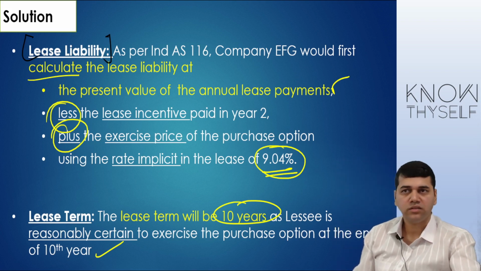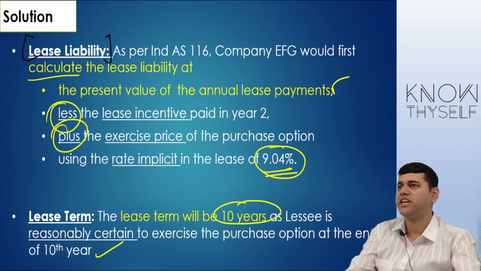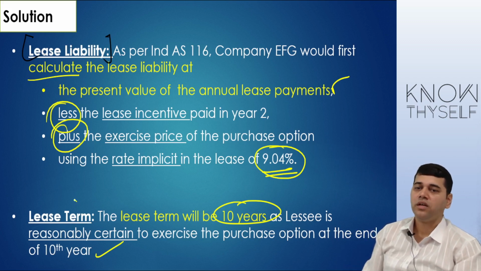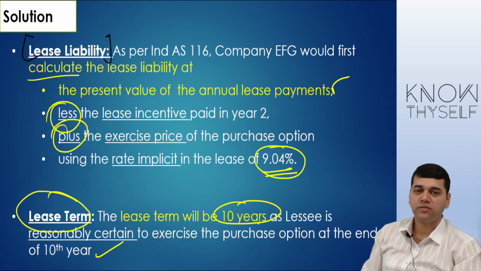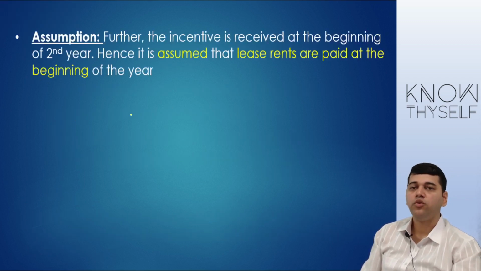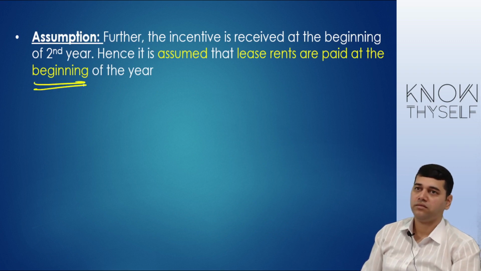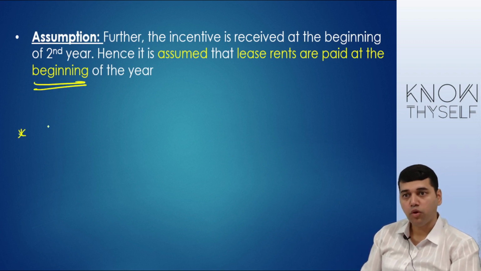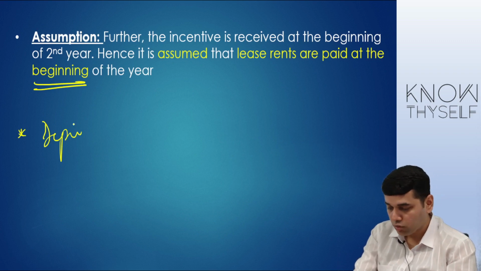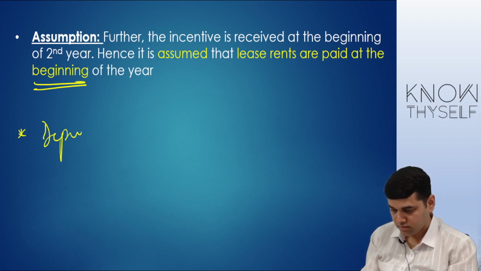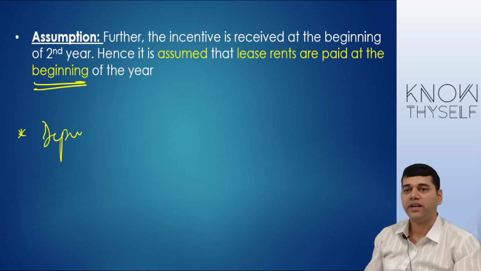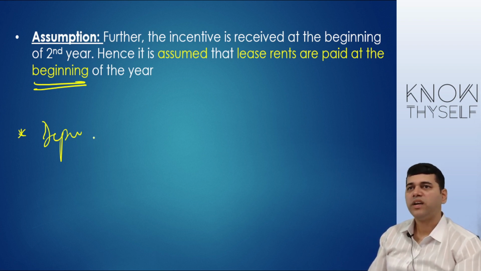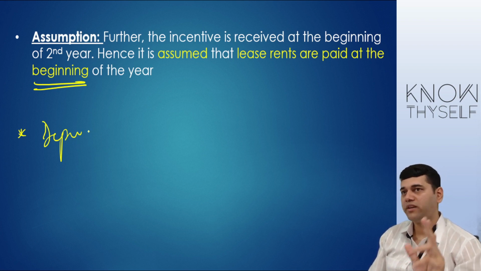The increase of 2%, okay, no, that is not an assumption because it's straightforward. This is clear, no? Lease term you are going to explain: the lease term will be 10 years, reasonably certain to exercise. So you assume that the lease rents are paid at the beginning, as the question is silent. Then you can add one more point, depreciation, which they have not told. I think they have told it at the end. Yes, they have told this note at the end, depreciation. No problem, you can tell it here also, or later. So we start with the three assumptions: two notes and one assumption.